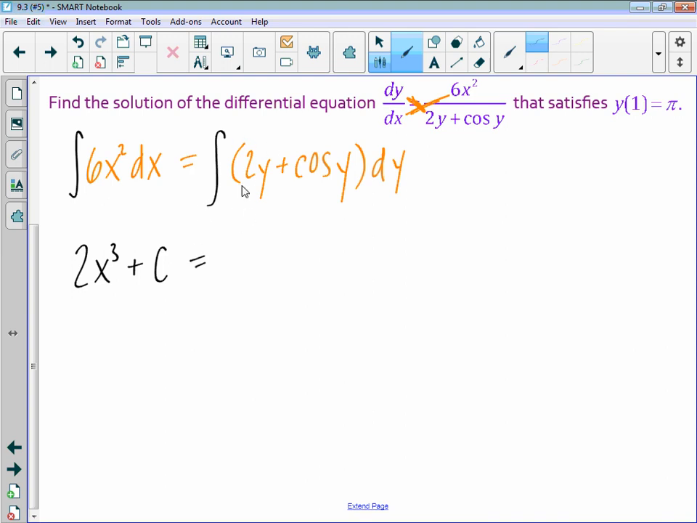And then the 2y turns into what? Just y squared. Cosine turns into sine. And then we don't need a plus c on this side.